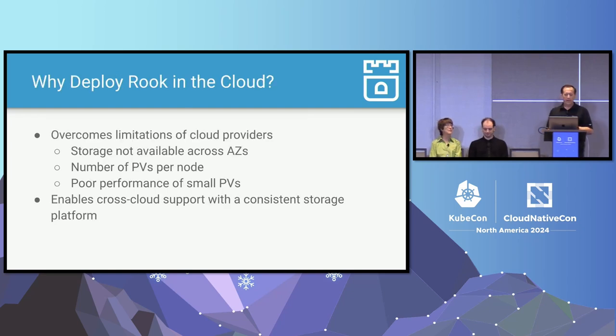So now, why would we deploy Rook in the cloud? Well, cloud providers have certain limitations that make certain scenarios difficult. For example, storage not being available across AZs, or the number of PVs per node is limited to 32. I don't know if that's still the number, but there's some limit typically. Or if you have small PVs, they have poor performance. So Ceph and Rook help you overcome these by putting Ceph on top of your cloud storage. You can have virtually unlimited PVs. You can have the data available across AZs, so your applications can be rescheduled across AZs, no problem. And if you provision Rook with these larger PVs under the covers, you'll get the performance benefits of the larger PVs, even if you have hundreds or thousands of smaller PVs on top of it. And it is a consistent storage platform. Then, if you worked with multiple clouds, you could have similar support across them.